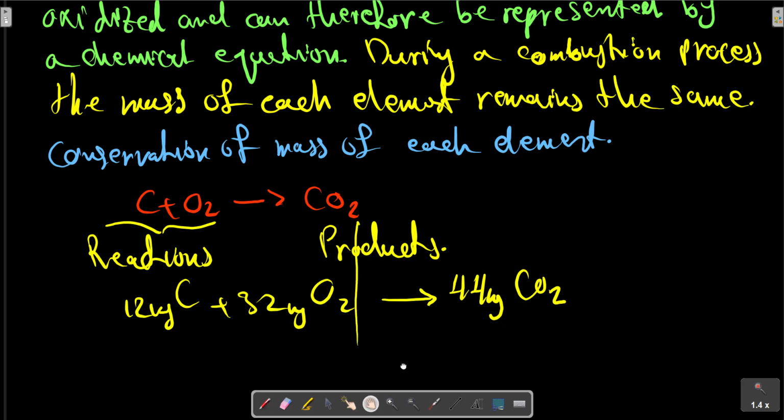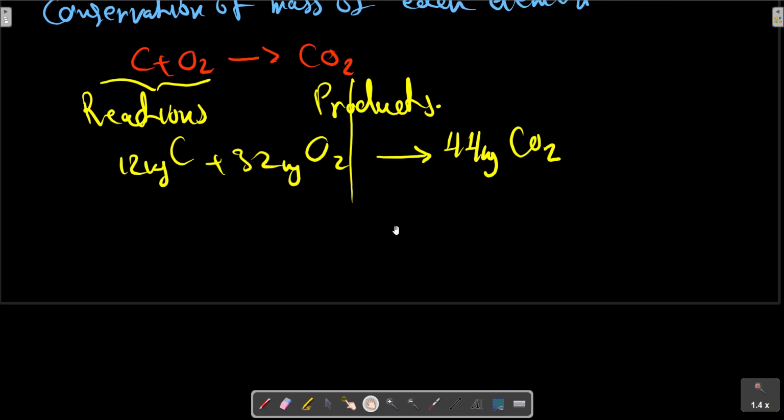All the initial substances that undergo the combustion process are called the reactants, and the substances that result from the combustion process are called the products.